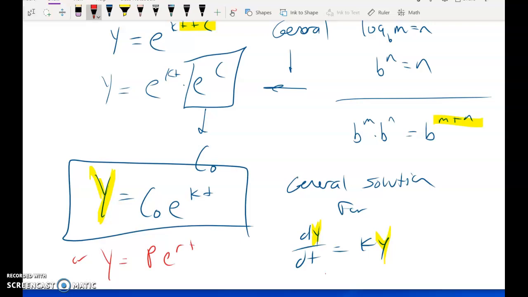So that's how we derive this continuous growth and decay model. It's a really nice way of doing so, and it uses, of course, a differential equation.